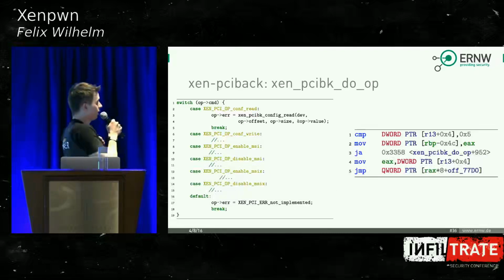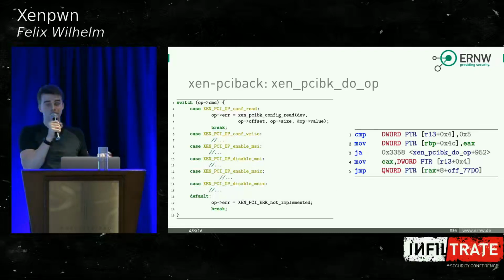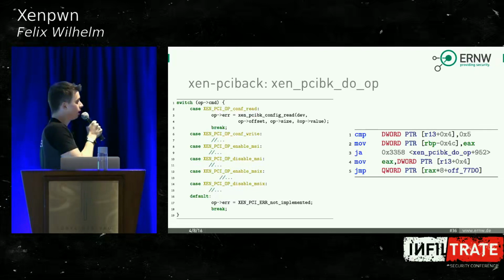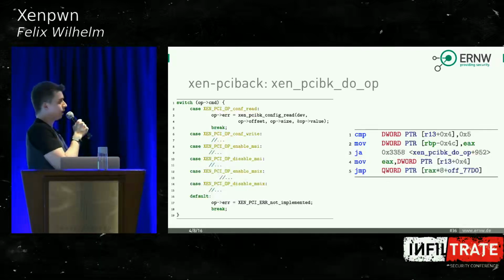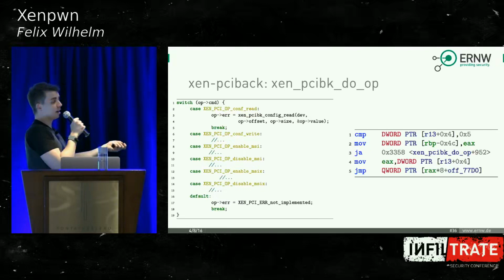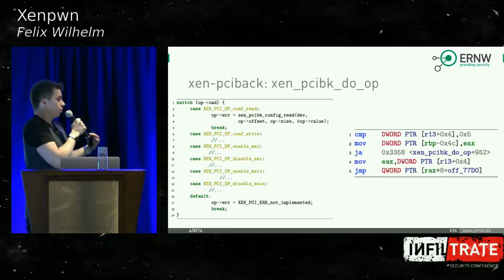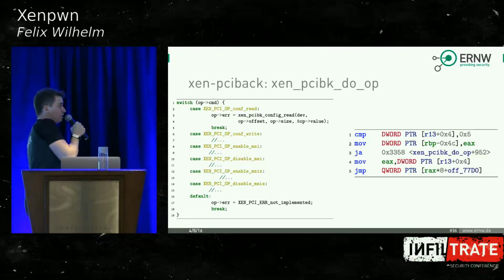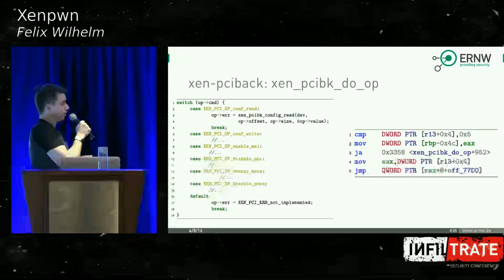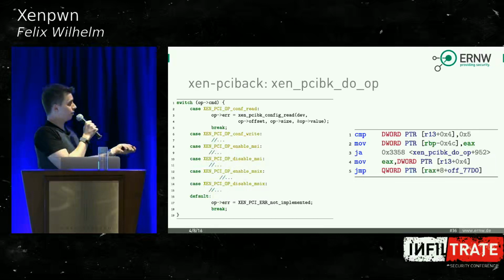R13 points to the shared memory location. So this is like the op variable in our source code. They compare this value with 5, which is like the upper limit of the switch cases. And if it's larger, they jump to the default case and just execute it. But if at this point in time the value is smaller than 5, they jump into line 4.